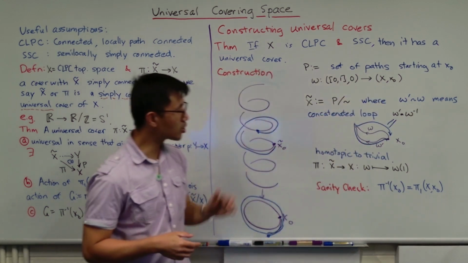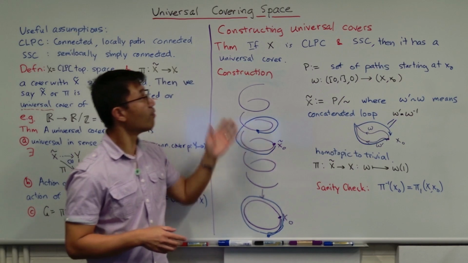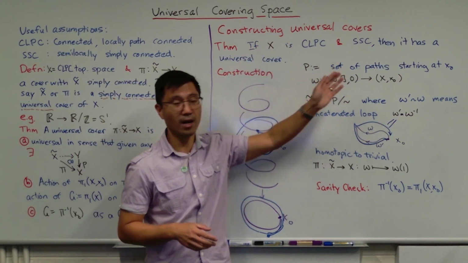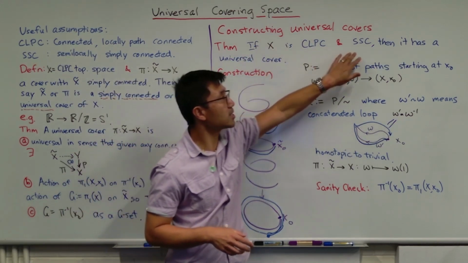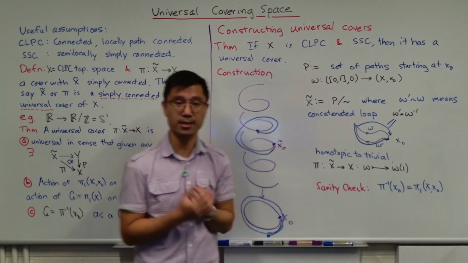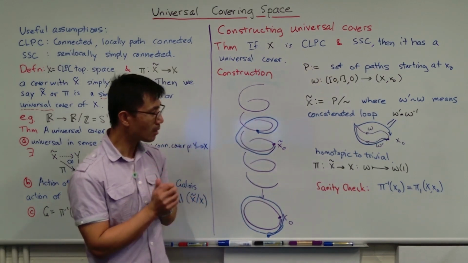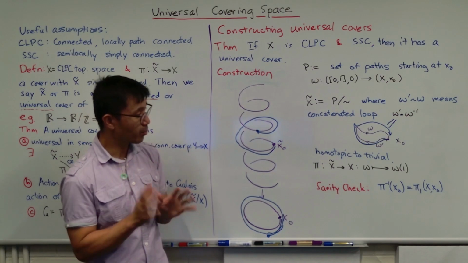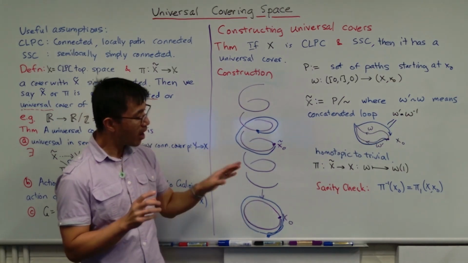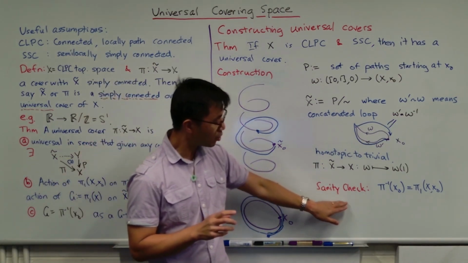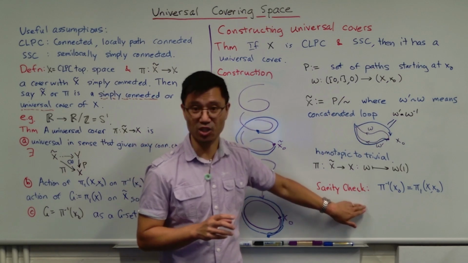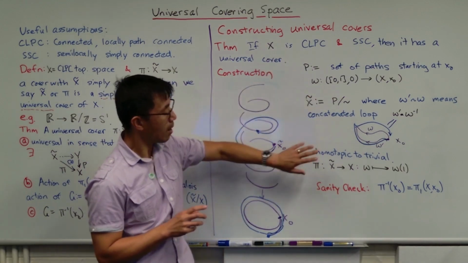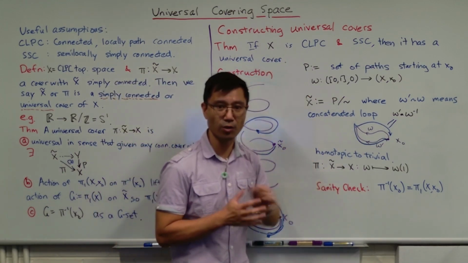Okay, so this turns out to be the construction for the universal cover under these hypotheses. Okay, that's when it has a universal cover. And you can see that it's a very, very natural, pretty construction. So the final thing I wanted to tell you about is just to give you a little sanity check. Of course, I won't prove this. You kind of see that it ought to give you the right answer.